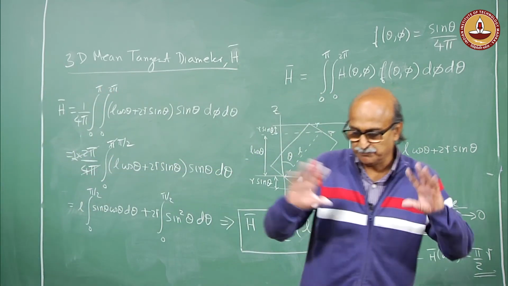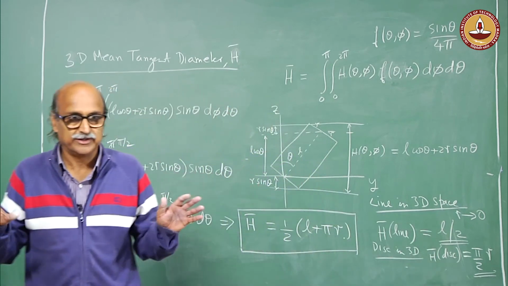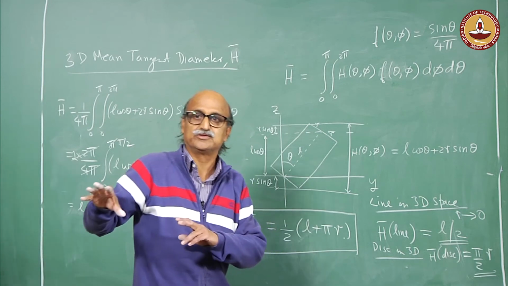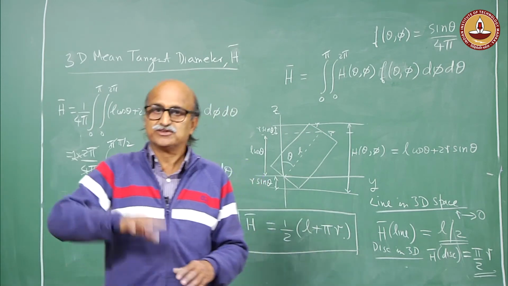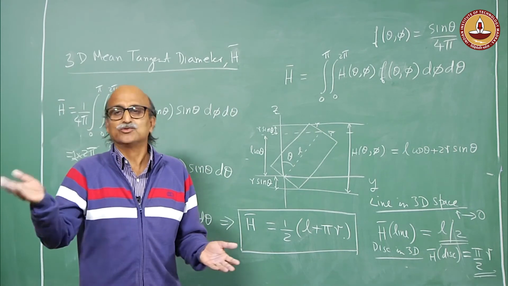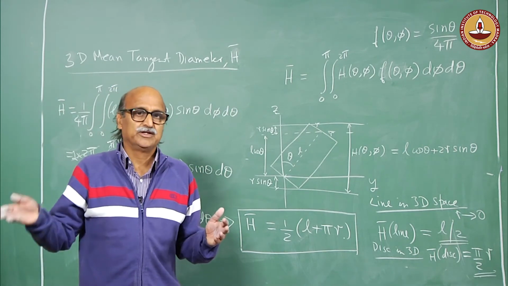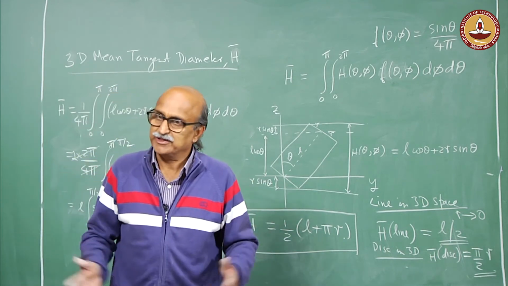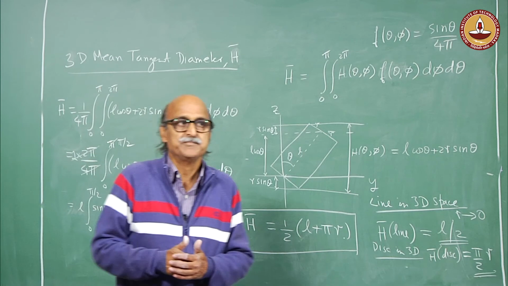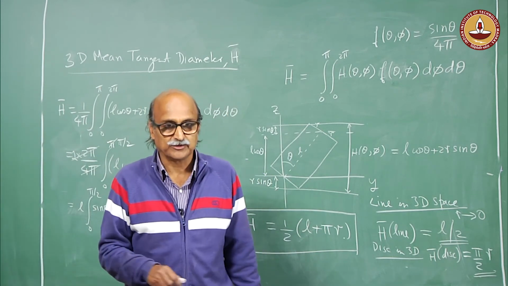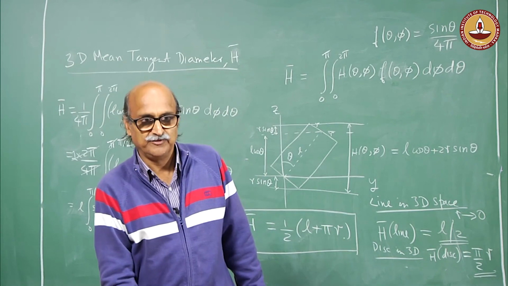So, I hope I made this mean tangent diameter clear. We will be using some of these results now in order to derive some of the relations in stereology which relate to surface area per unit volume, length per unit volume, number per unit area and so on. Okay. So, with this I close this lecture and we will continue in the next one.